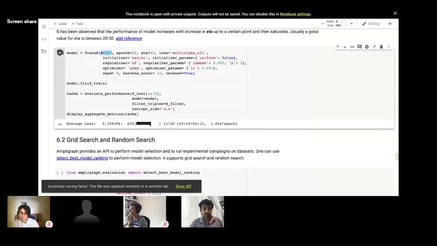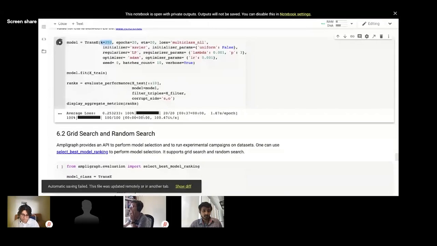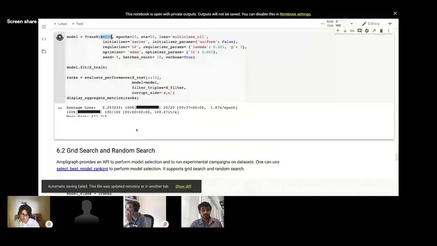When I do this, it takes slightly more time to train because the number of corruptions generated is now higher. That's why time-wise it's longer. But performance-wise, the performance now is quite good. You can see the MRR score is similar to what it was with k equal to 1000. So ideally, you'd balance between k and eta.